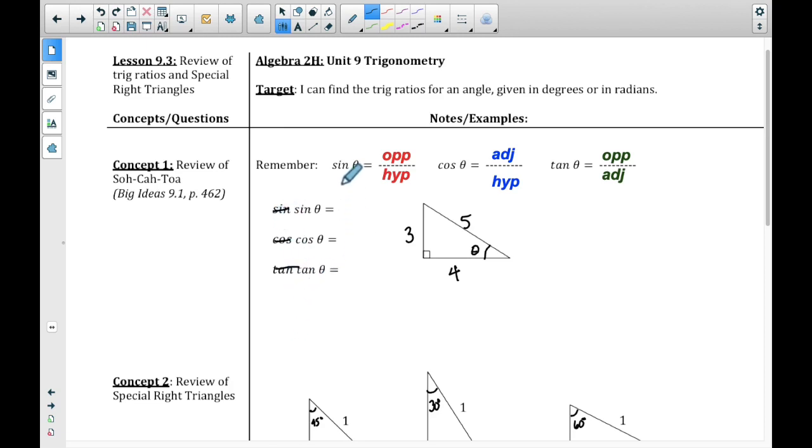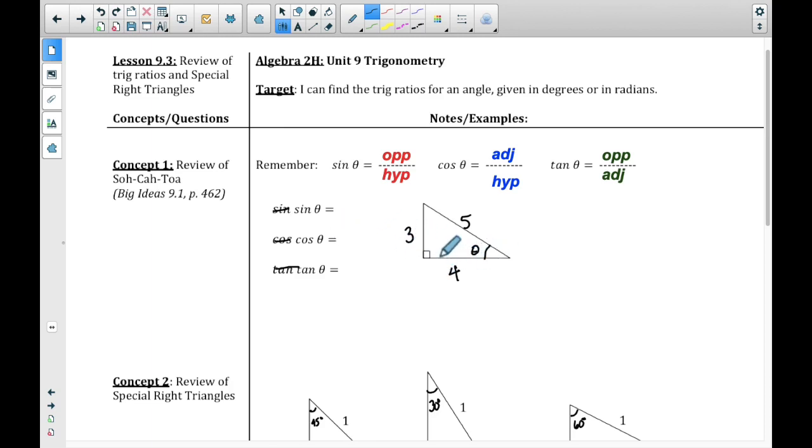All right, so remember that sine is opposite over hypotenuse, cosine is adjacent over hypotenuse, tangent is opposite over adjacent, and that's where we get the phrase SOHCAHTOA from. So we're going to have to look at this and figure out what's what.